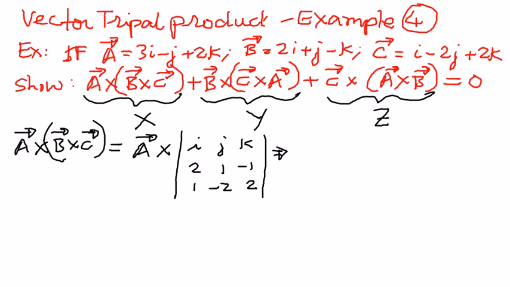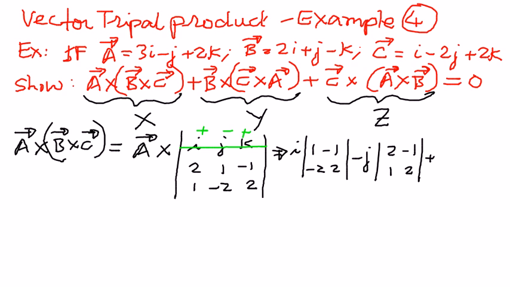When we expand this, we're going to expand along the first row, using the sign convention positive, negative, positive. It's going to be i times the minor 1, negative 1, negative 2, 2, minus j times the minor 2, negative 1, 1, 2, and then plus k times the minor 2, 1, 1, negative 2.